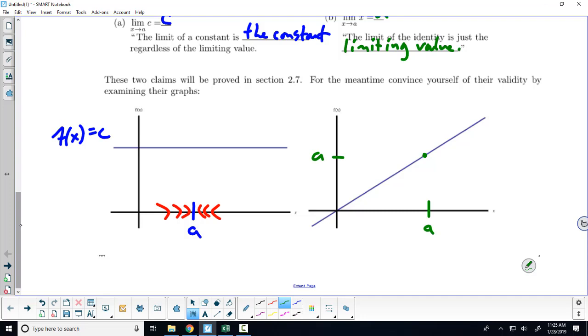Well, notice, and again, we'll prove this one. So these 2 limits we're going to take on faith for right now, and we'll be able to develop everything we need for the rest of this chapter from these 2. But notice that as we approach a, what do the y values appear to be approaching? A, just the limiting value. All right, folks, we'll pick up with this next time.